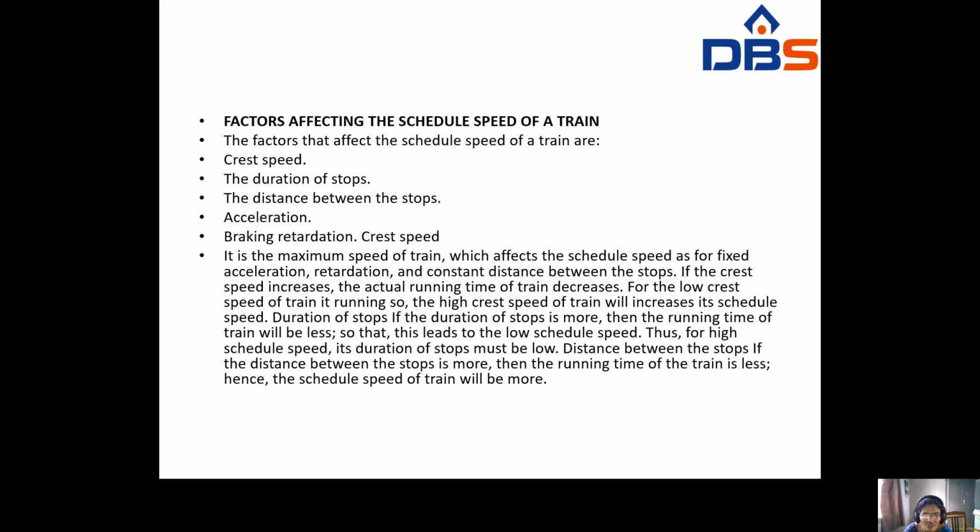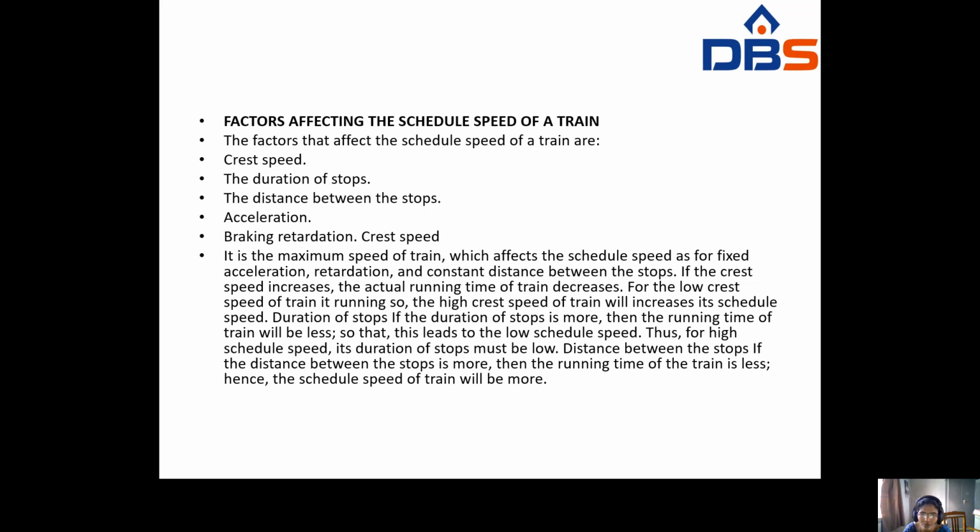In which way will the crest speed affect the speed of the train? Now here you have to discuss. It is the maximum speed of the train which affects the schedule speed. Crest speed is nothing but the maximum speed attained by the train. It is the maximum speed of the train which affects the schedule speed, as per fixed acceleration, retardation, and distance between the stops.